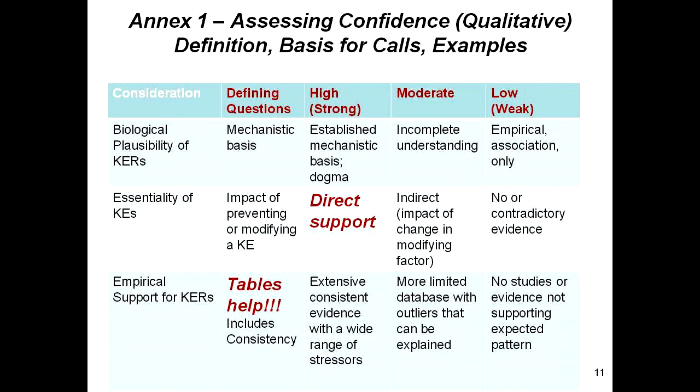It's really just to draw your attention to a couple of probably largely misunderstood concepts: essentiality of the key events. Again, you can generate experimental data to provide direct support by blocking some of the key events in the pathway. And for the empirical support, we're really looking for patterns of results there, and tabulating the information helps.